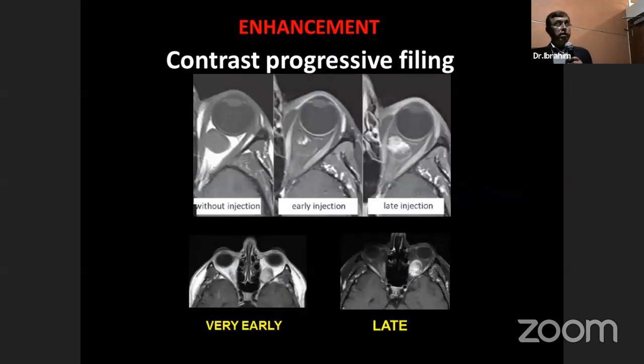What about contrast enhancing? This is before contrast enhancing. Initially there is some enhancement and then there is late enhancement. Remember this: small enhancement, bigger enhancement at the end. So-called progressive enhancement.